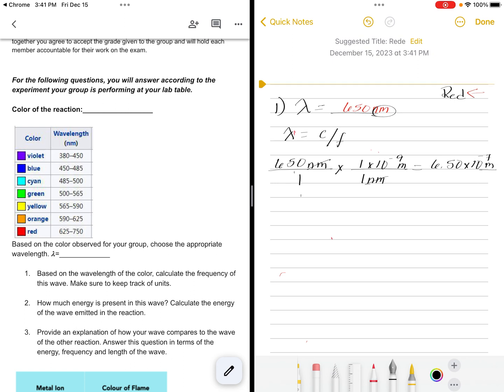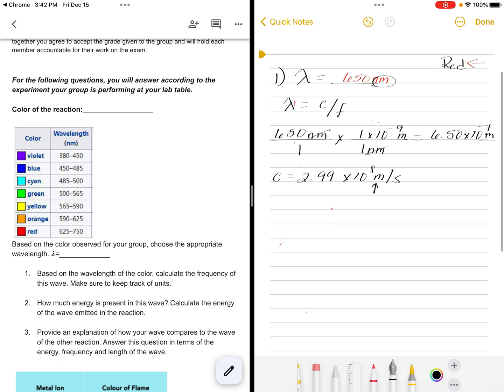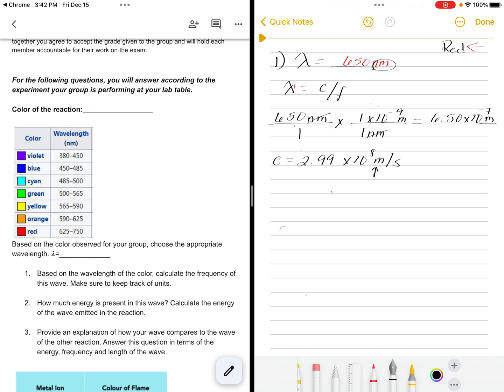I need my unit in meters because the speed of light is equal to 2.99 times 10 to the 8 meters per second. Notice that this is in meters, not in nanometers. So because it's in meters, I have to convert my nanometers to meters in order for those units to cancel. This is what I meant when I say you need to keep track of your units, so you know what to cancel and where.